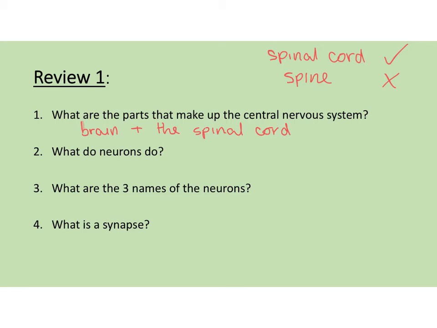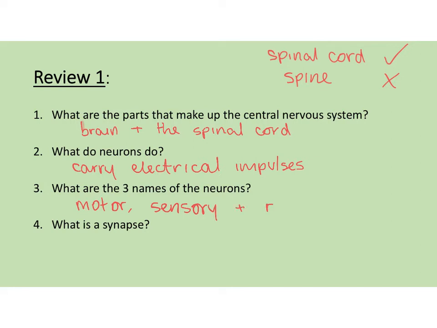Number 2, what do neurons do? Carry electrical impulses. Number 3, what are the 3 names of the neurons? Motor, sensory, and relay.